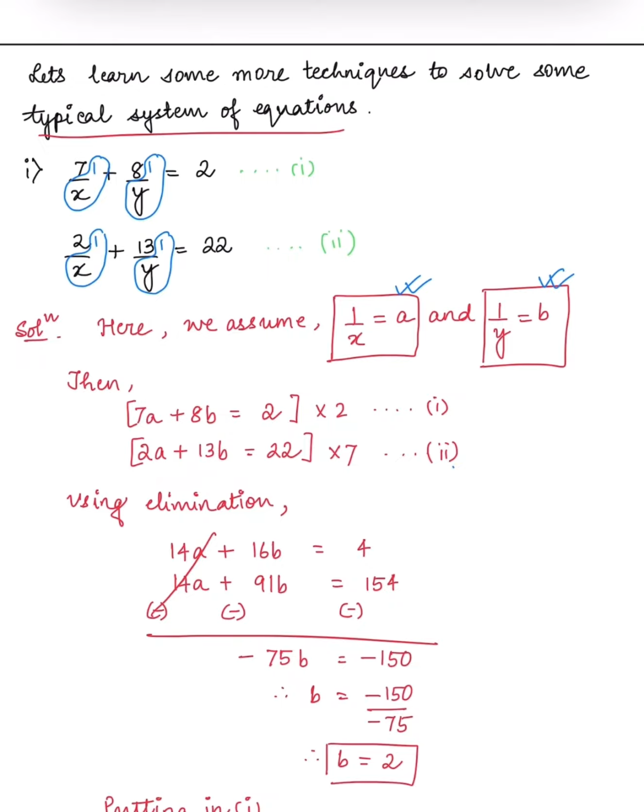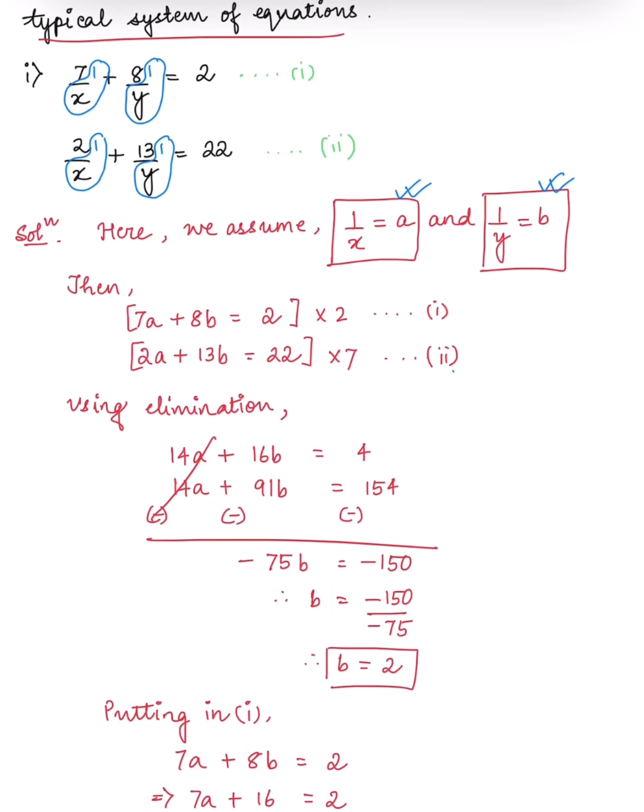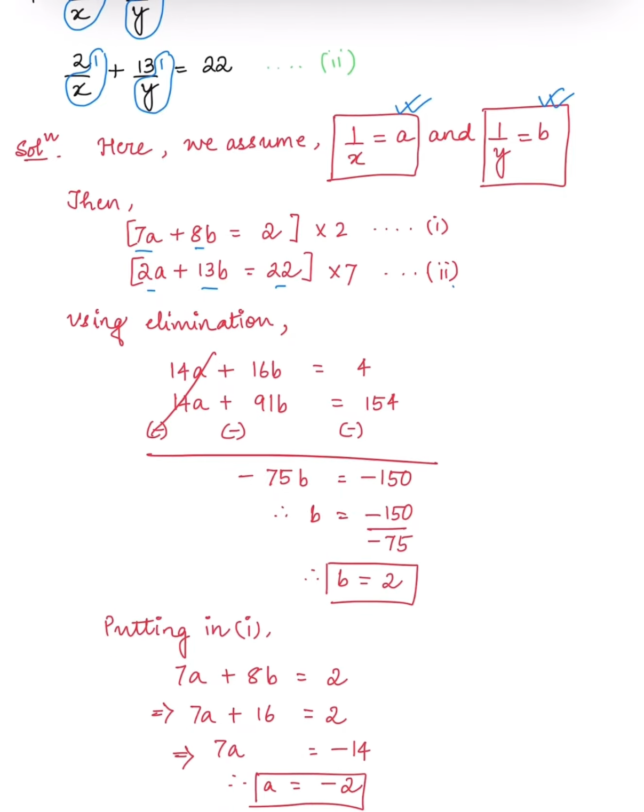This is the most important step. If you remember to do this much, you will solve it very easily. So we just replace them by 7a plus 8b equal to 2 and 2a plus 13b equal to 22. Again I have chosen the variable a. Okay, so this is 7 and 2, so the common factor would have been 14. So this was multiplied by 2, this was multiplied by 7.